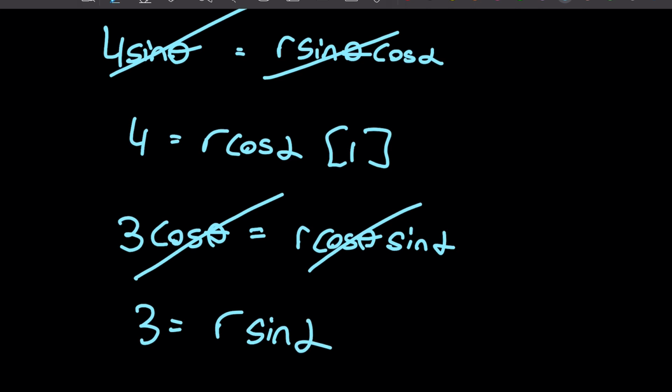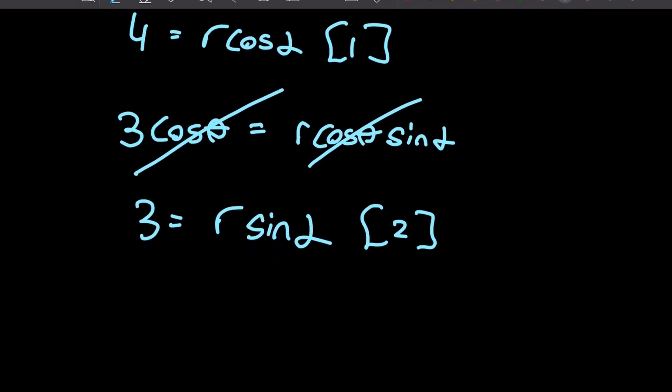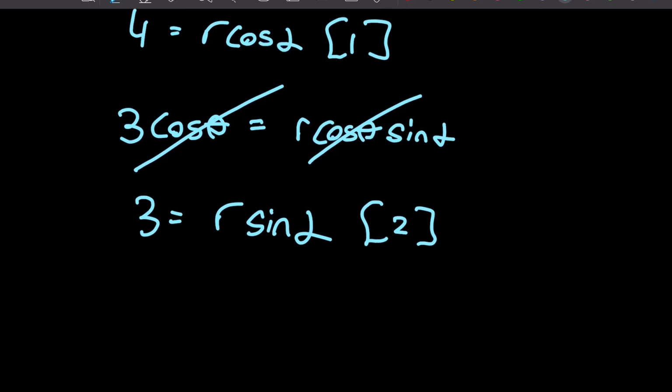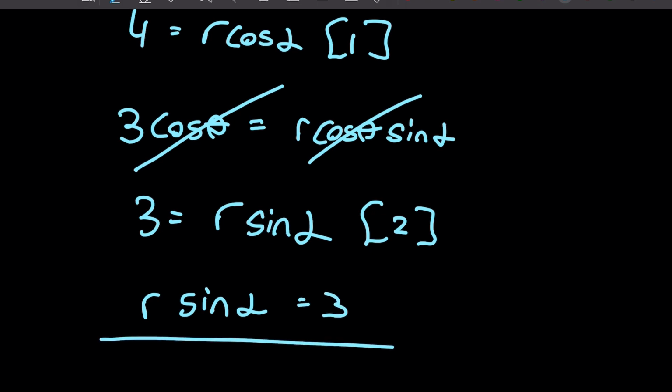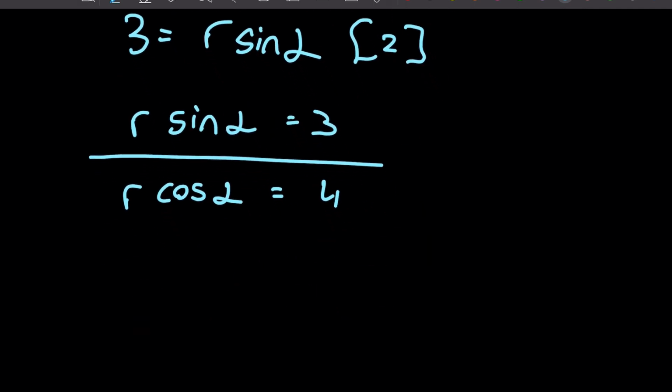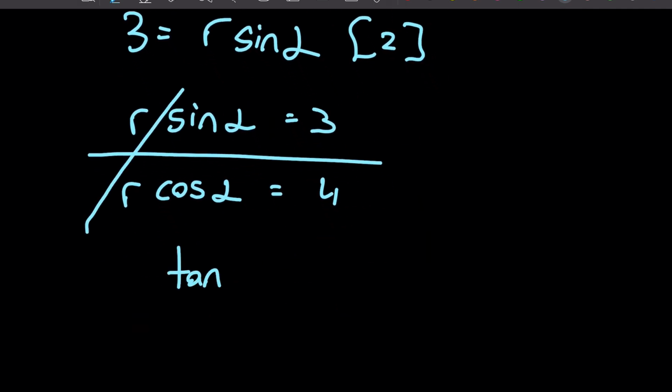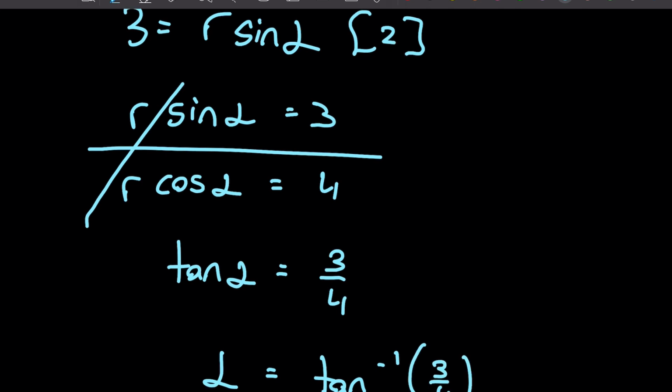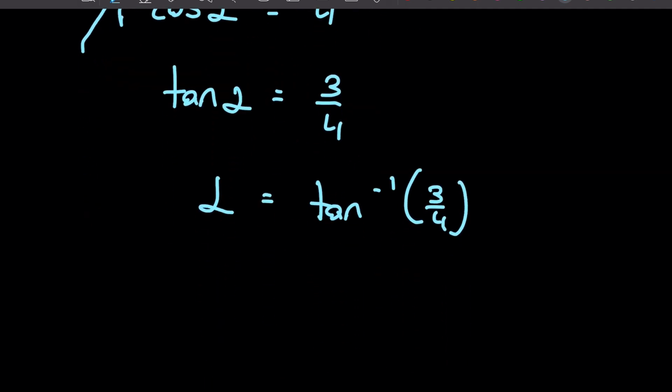And remember, we always want to find a way to get tan. And we know that tan is equal to sine over cos. So if we divide equation 2 by equation 1, we'll get r sine alpha equals 3 divided by r cos alpha equals 4. The r's will cancel out, and we'll get tan alpha is equal to 3 over 4. This way, alpha is equal to tan inverse of 3 over 4. So if you put this into your calculator, you get alpha is equal to 36.86.